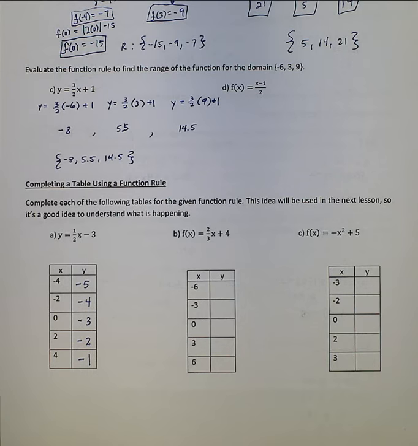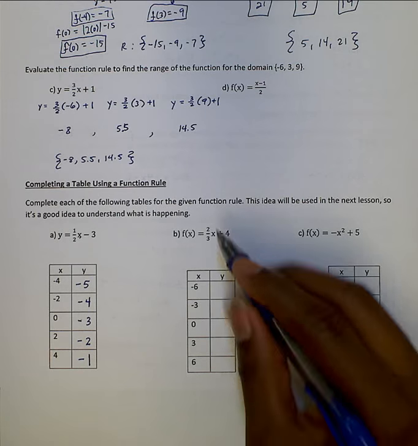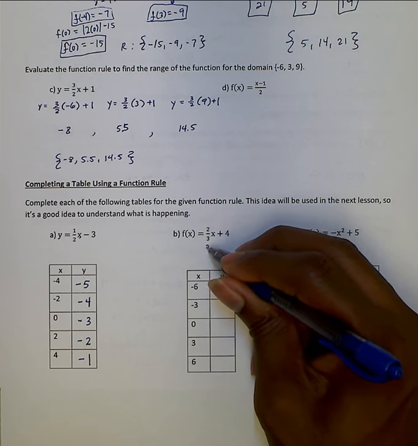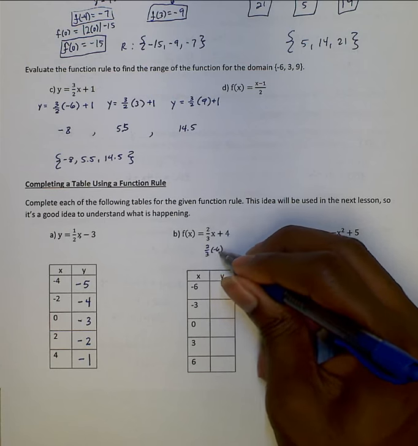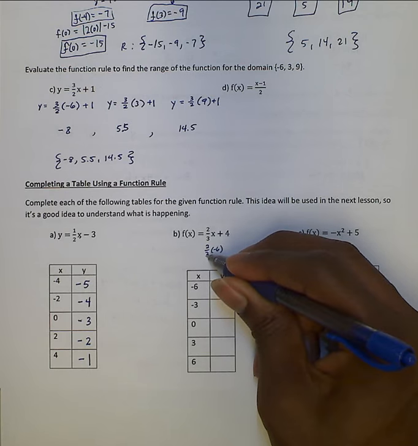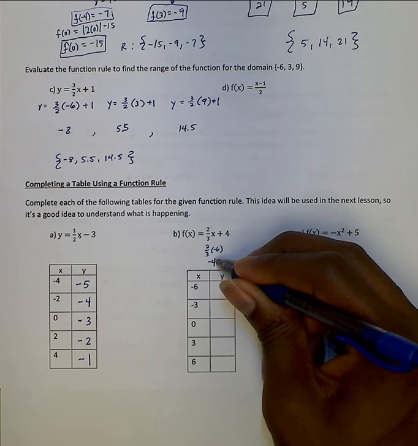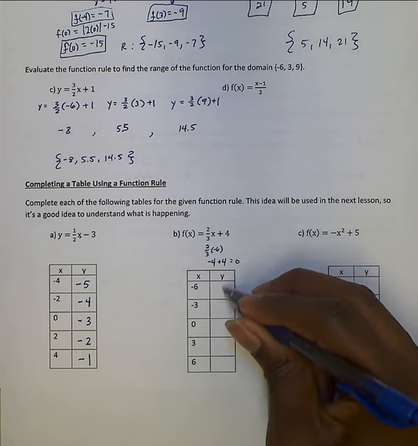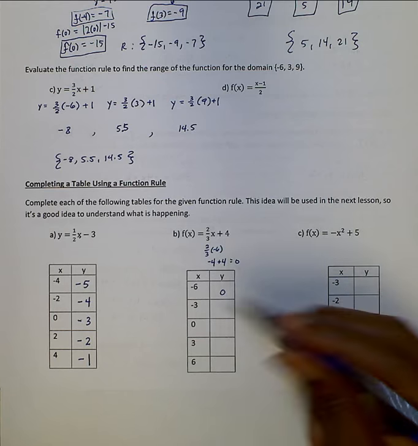Okay, we'll do the same thing here. 2/3 times -6, I'll go through one of these with you. -6 times 2 is -12. -12 divided by 3 is -4. -4 plus 4 equals 0. Okay, and so that's what we're doing each time.